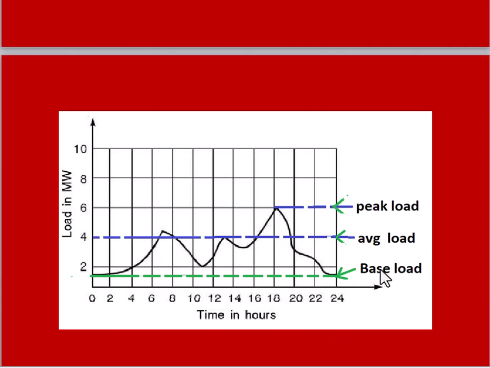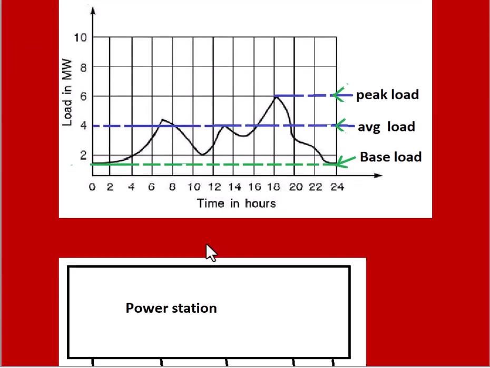Base load is normally supplied by thermal power stations, whereas peak loads are supplied by gas power stations, hydroelectric stations, and non-conventional energy sources.